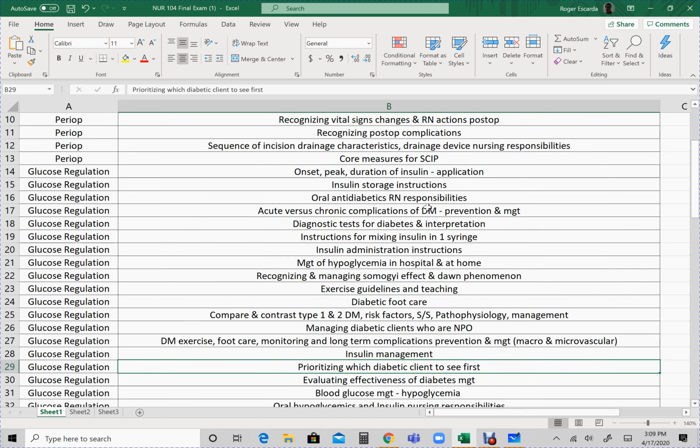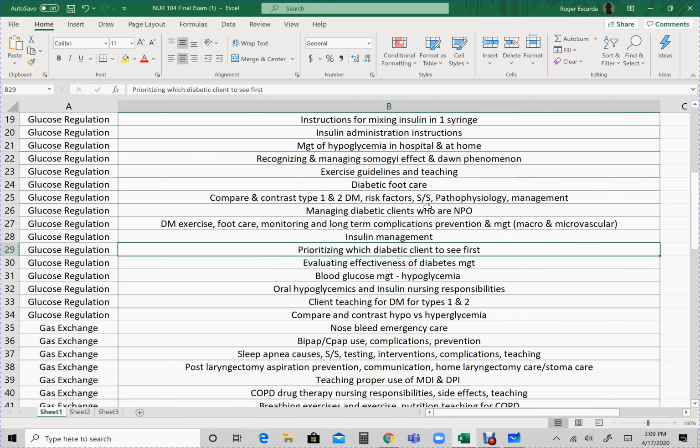I think there was one earlier, or maybe not. And then an evaluation question. How do you know whether or not the patient is managing their diabetes well or not?